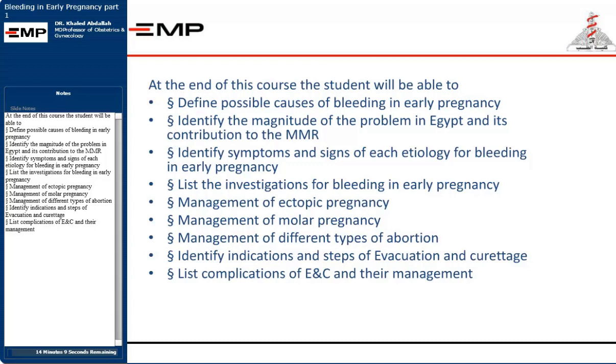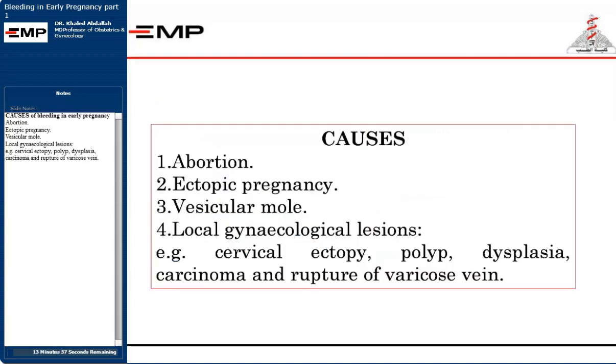molar pregnancy, management of different types of abortion, identify indications and steps of evacuation and curettage, list complications of E&C and their management. Causes of bleeding in early pregnancy: abortion, ectopic pregnancy, vesicular mole, local gynecological lesions, e.g. cervical ectopy, polyp, dysplasia, carcinoma, and rupture of varicose vein.